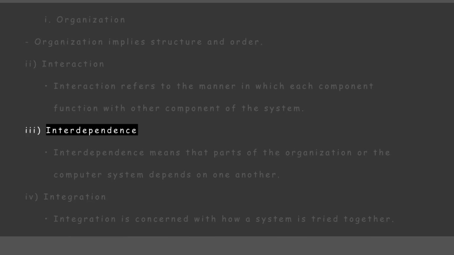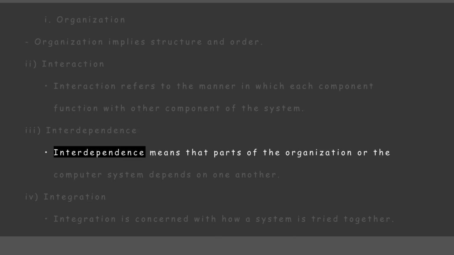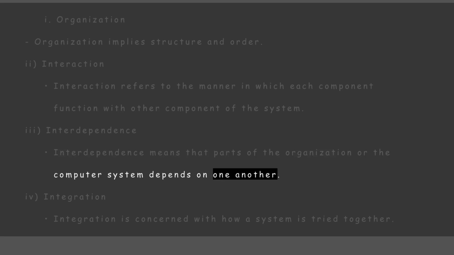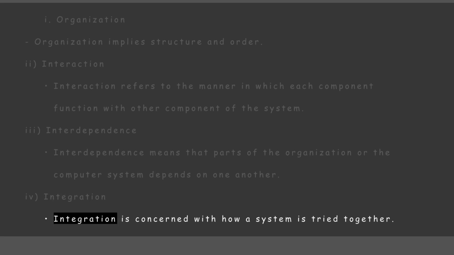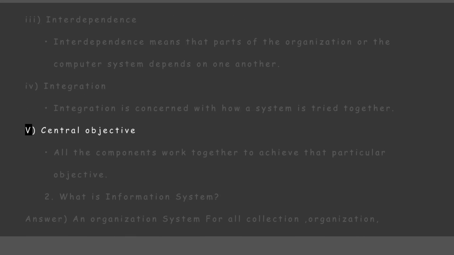3. Interdependence. Interdependence means that parts of the organization or the computer system depend on one another. 4. Integration. Integration is concerned with how a system is tied together. 5. Central objective. All the components work together to achieve that particular objective.